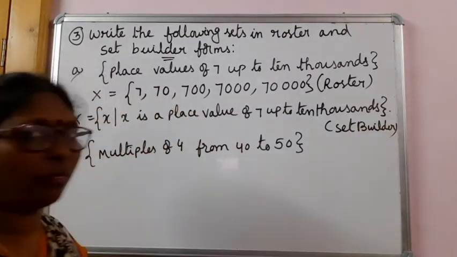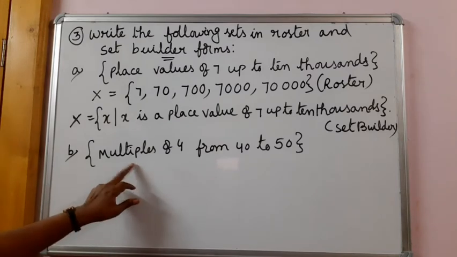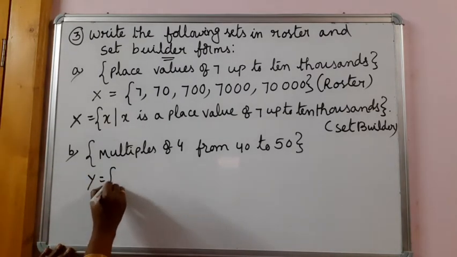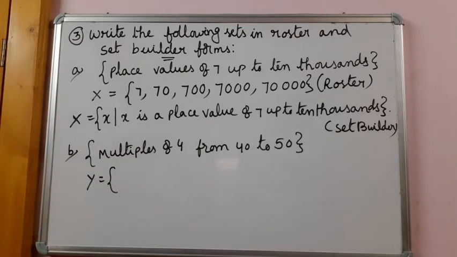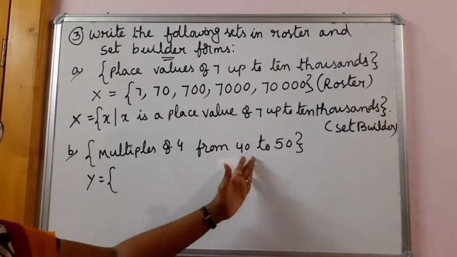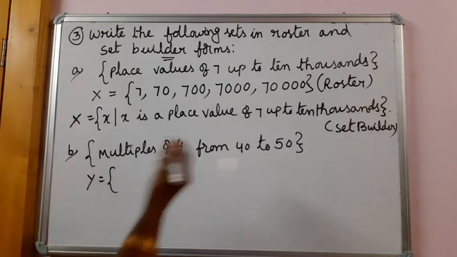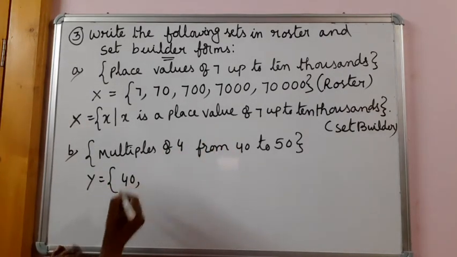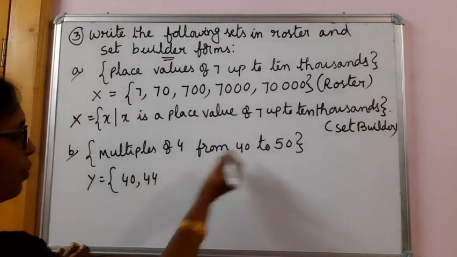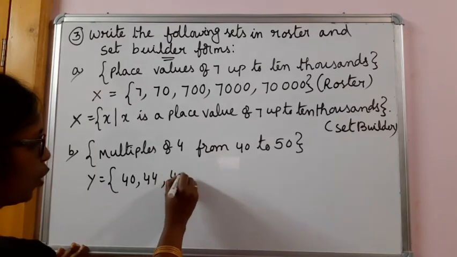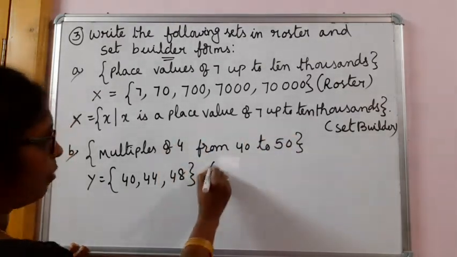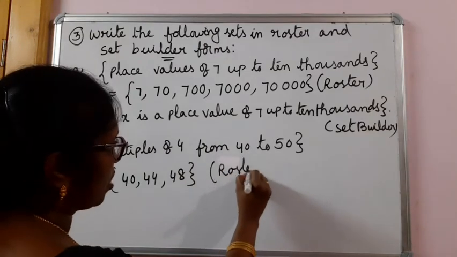Okay. Now let me work out. Let us work out for this next one. Let me name this set as Y. Multiples of 4 from 40 to 50. From 40 to 50. Starting from 40. Yes, 40 is a multiple of 4. Next, 44. We know that 4 10s are 40. 4 11s are 44. 4 12s are 48. After that, 50 is not there. Only this much. This is our roster form.